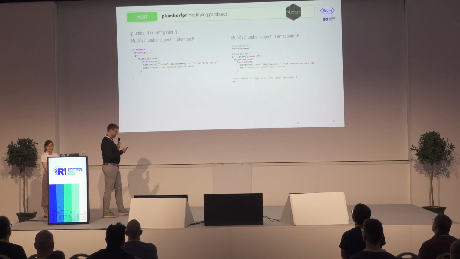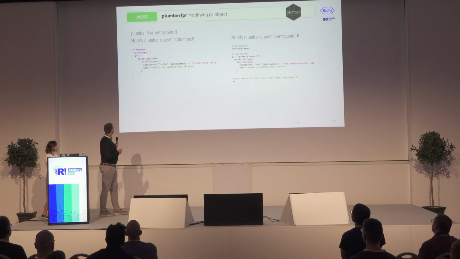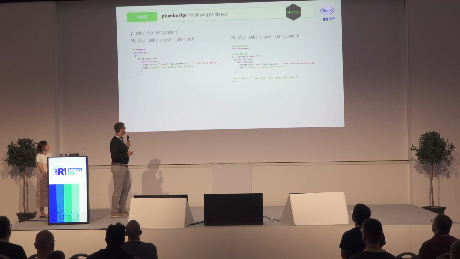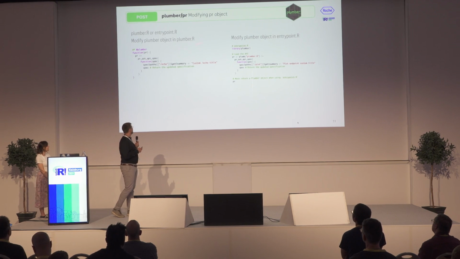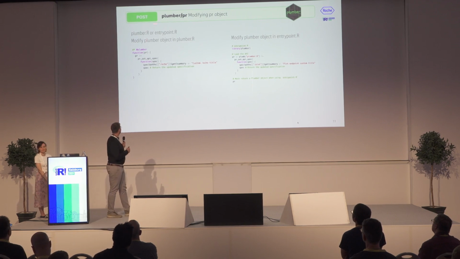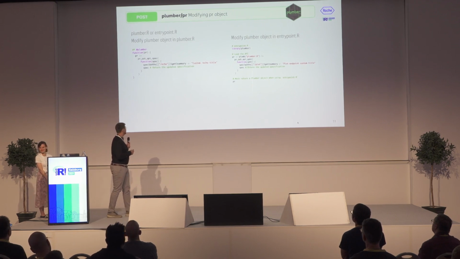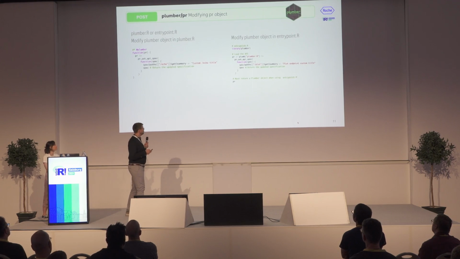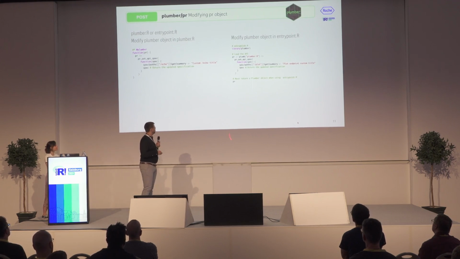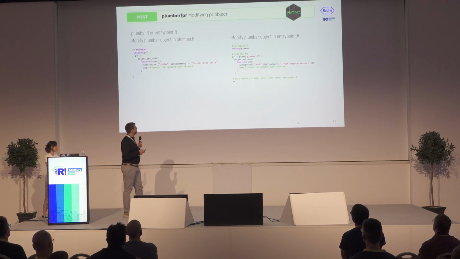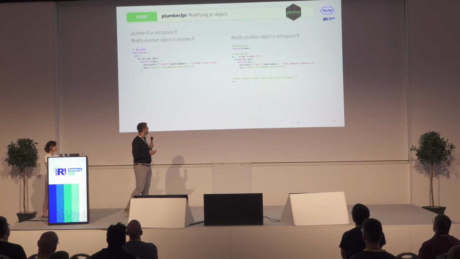Plumber allows you to modify the Plumber object. So this is like the Plumber object, and there are two different ways of doing that. We can do this in the plumber.r file and just through the special function, or we can be responsible for creating the Plumber object with the entry point file. So these are two ways of doing that.